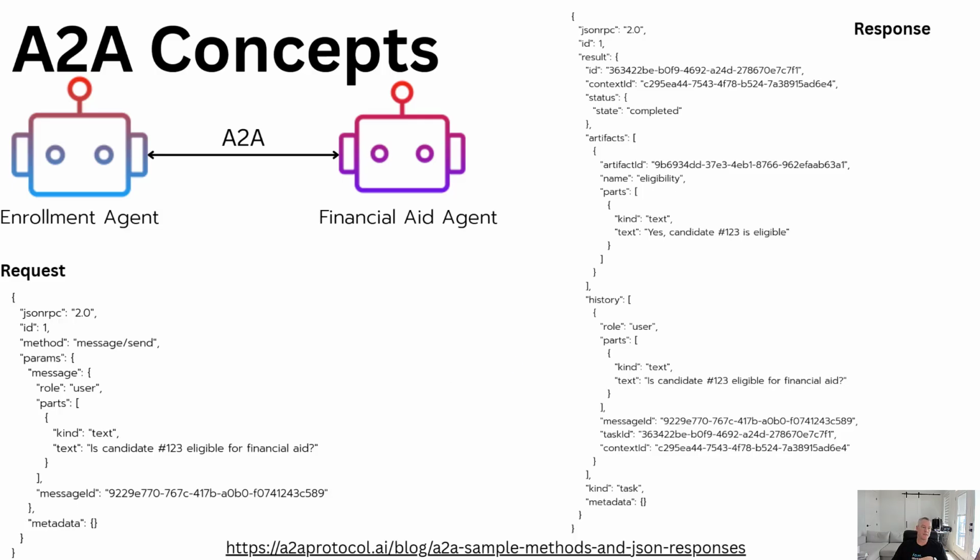In this case, we can see that the enrollment agent is going to start a conversation and basically ask a question in the form of a prompt saying, is candidate number 123 eligible for financial aid? What'll happen is that message gets passed, history is persisted, and that agent will go ahead and do that work and then send a response back. And so this is very much in the context of agent-to-agent communication.